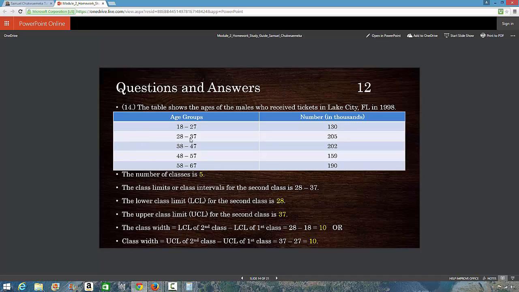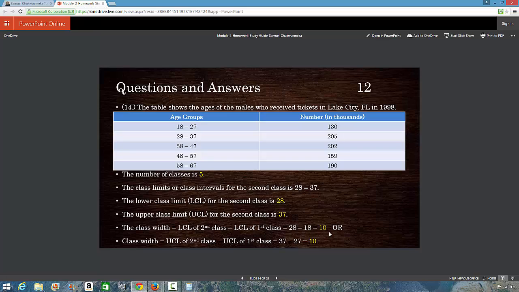Okay, so this is how you find your class size or class width. The lower class limit of the 2nd class minus the lower class limit of the 1st class, or the lower class limit of the 3rd class minus the lower class limit of the 2nd class, or the lower class limit of the 4th class minus the lower class limit of the 3rd class. And the same thing, you can also do it for the upper class limit. Upper class limit of the 2nd class minus upper class limit of the 1st class, or upper class limit of the 5th class minus upper class limit of the 4th class. That is the class size or class width.